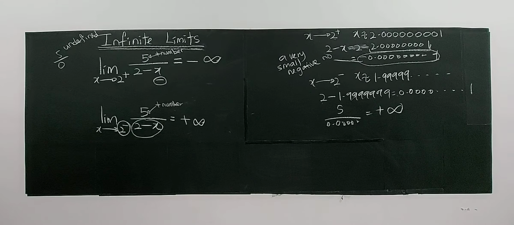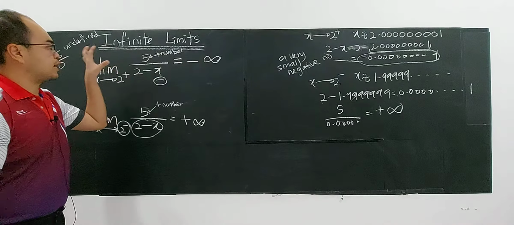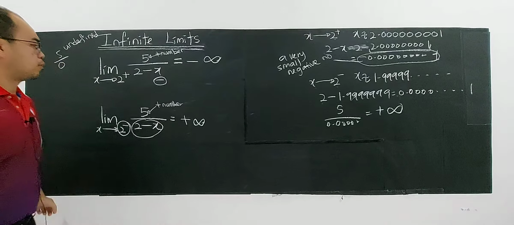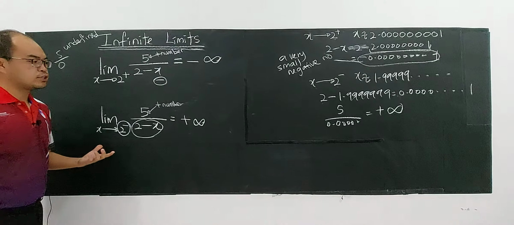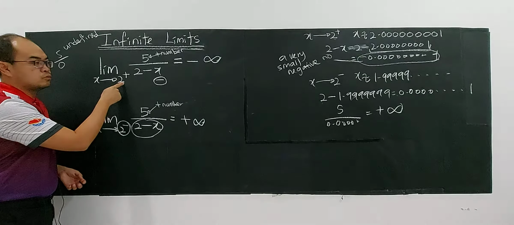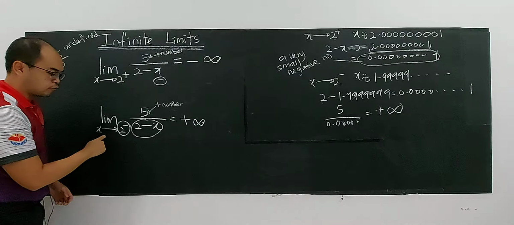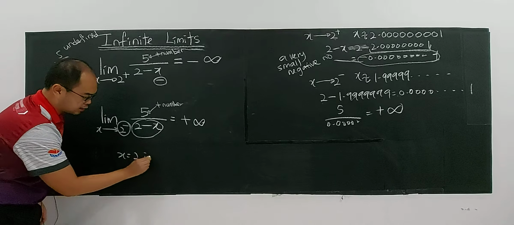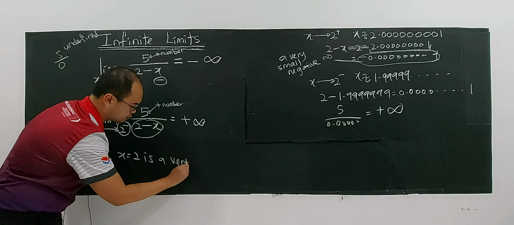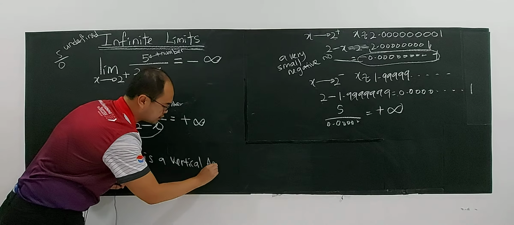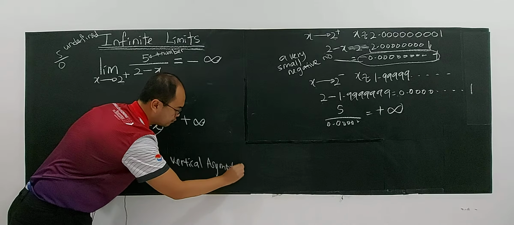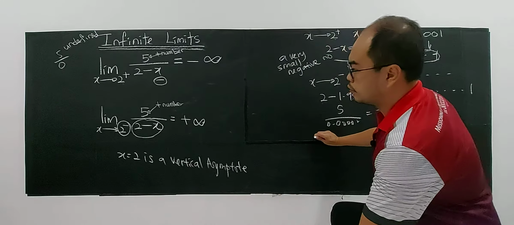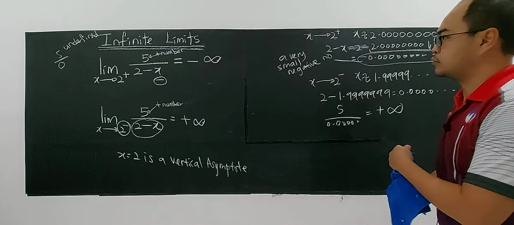As you see, this is called infinite limits, where the limit goes to infinity. Infinity can be negative, it can be positive. So from my observation, when you approach 2 from the right or from the left, you are getting infinity. So I can say that x equals 2 is a vertical asymptote. This is the way we verify the asymptote.